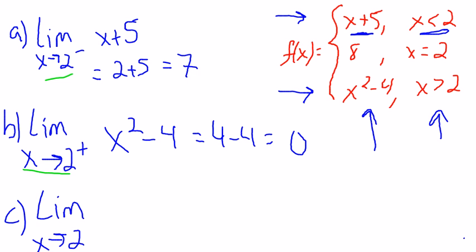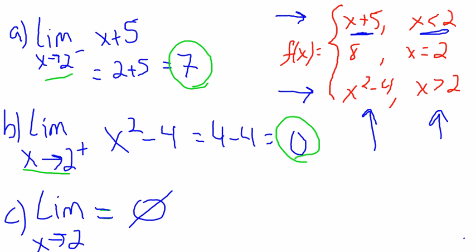So I look at the limit from the left, which is 7, the limit from the right, which is 0. They're not the same. So my limit as x approaches 2, I'll go back to blue, is equal to, I can call it empty set, or I can write DNE is okay, or you can write does not exist. It's a nice E there.